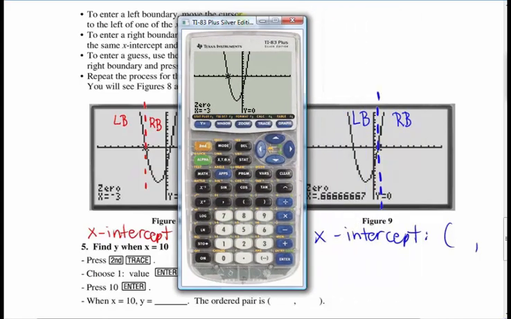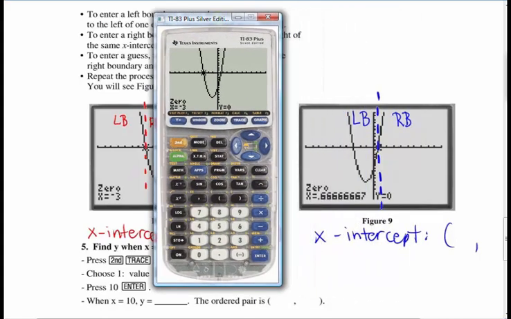Now let's take a look at getting the one on the right. We need to go back to our menu, so second, trace. We want to choose 2 again.